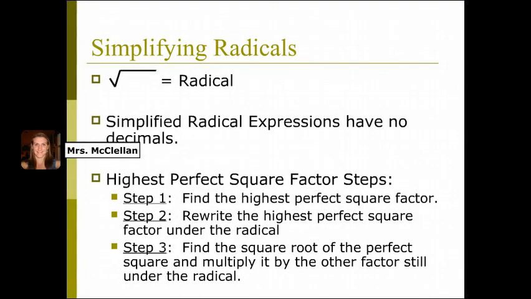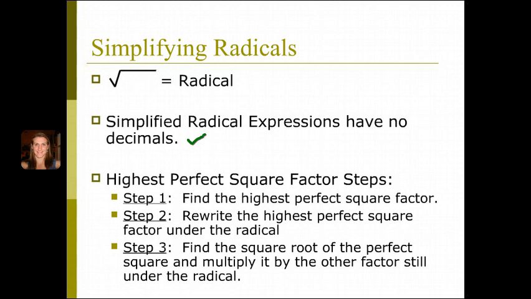Okay, so we're going to do our last topic, which is simplifying radicals. We have actually already gone over this in chapter 9, but this is going to take it just a little farther. Again, remember that your square root sign is called a radical. When you simplify a radical, it has no decimals. Okay, you might still have a square root sign in your final answer, but you're not going to take it to decimal form. And then how to find your highest perfect square factor steps.